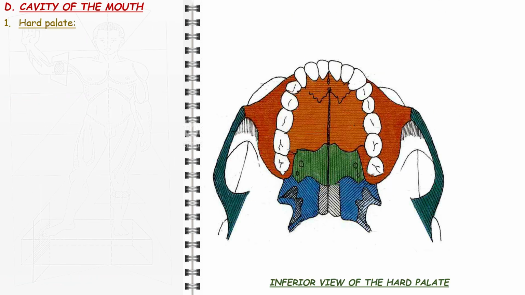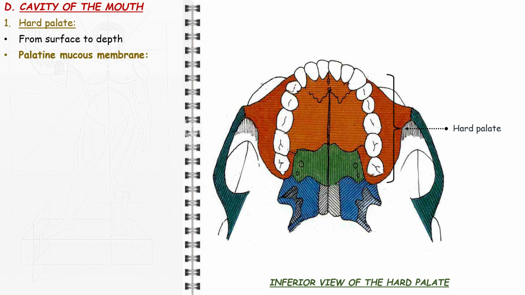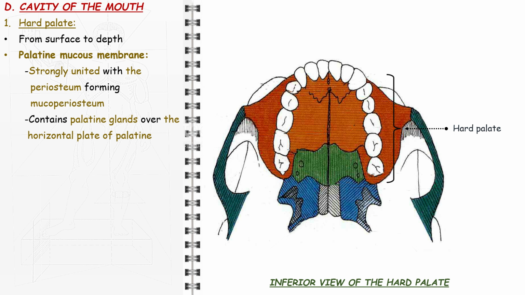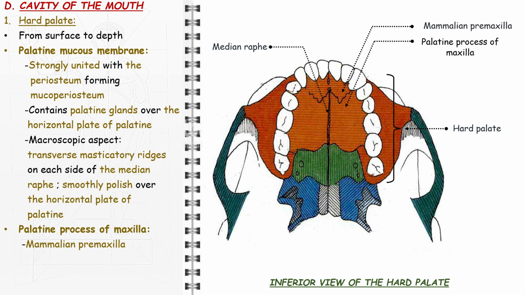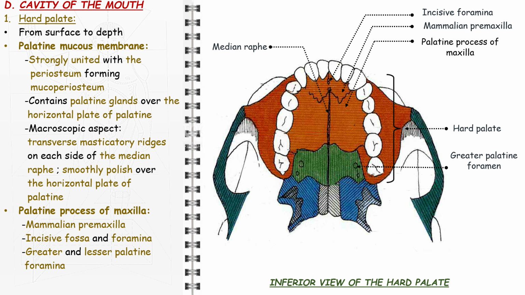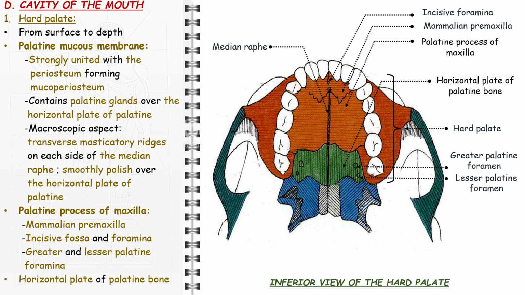The hard palate is made of, from surface to depth, the palatine mucous membrane, strongly united with the periosteum, forming the mucoperiosteum. It contains palatine glands over the horizontal plate of palatine bone. Macroscopically, it shows transverse masticatory ridges on each side of the median raphe and is smoothly polished over the horizontal plate of palatine. Then, the palatine process of maxilla is made of, forwards, the premaxilla containing the incisive fossa and foramina. The greater and lesser palatine foramina are situated laterally. The horizontal plate of palatine bone is sutured backwards to the palatine process of maxilla, completing the hard palate backwards.